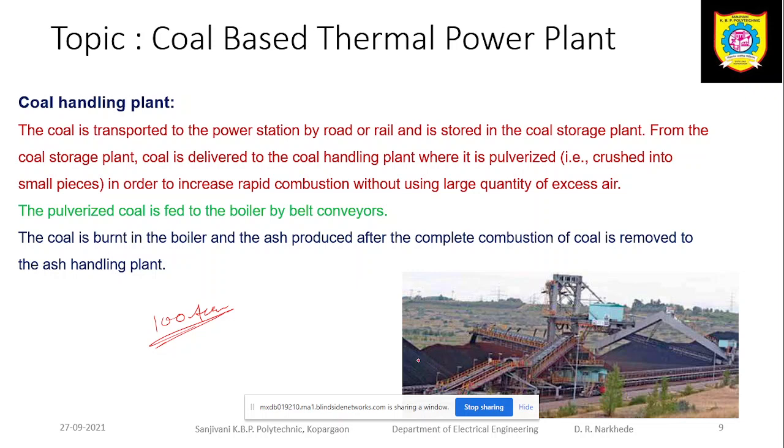So you can see over here, such trains are coming, and we are going to empty those train wagons over here. Then we are going to transport the coal with the help of a conveyor system. These are your conveyor systems, through which my coal is transported from one location to another location.